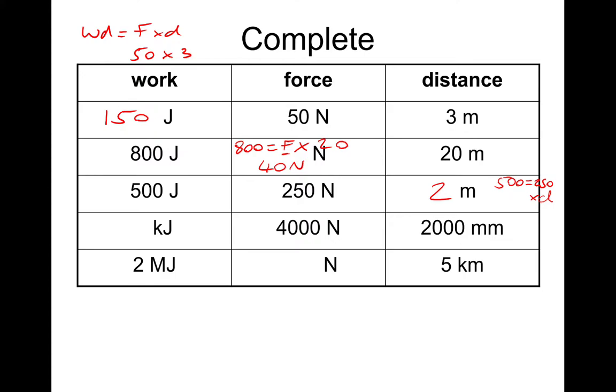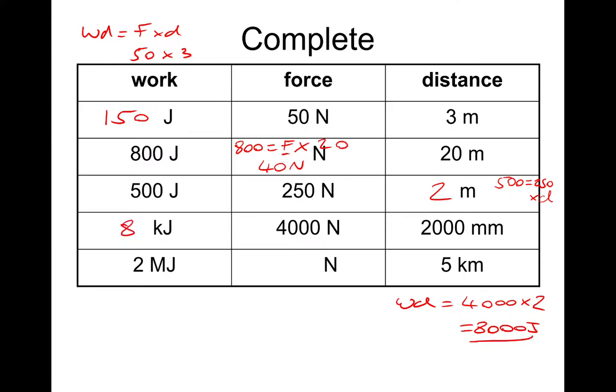This one's a bit tricky because of the units. So work done is force times distance, so I'm just going to put this one at the bottom. So work done is force, which is 4,000, times distance. Now 2,000 millimeters, remember that there's 1,000 millimeters in a meter. So 2,000 divided by 1,000 just gives us 2 meters. And 4,000 times 2 is 8,000 joules. But it wants the answer in kilojoules. So kilo means 1,000, so 8,000 joules would just be 8 kilojoules.